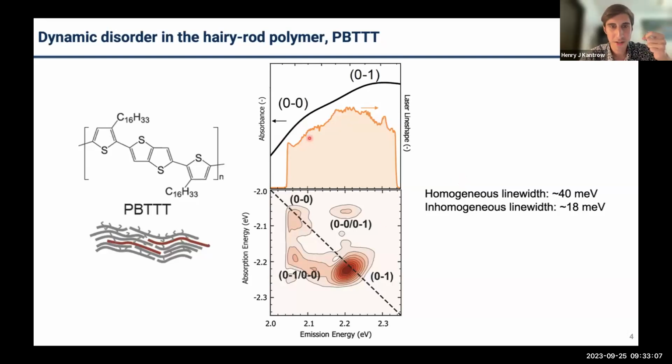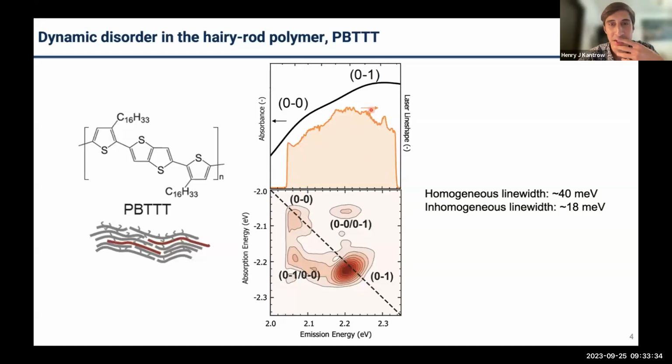On this top graph is the linear absorption line shape of PBTTT, where you see your 0-0 transition and your 0-1 transition. Again, this is a highly broadened line shape, but you cannot separate what is static and what is dynamic from that. If we look at the 2D line shape, you can think of it as expanding this onto two dimensions. You see here along the diagonal your 0-1 transition and your 0-0 transition.